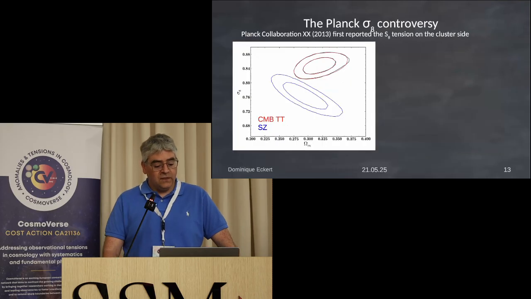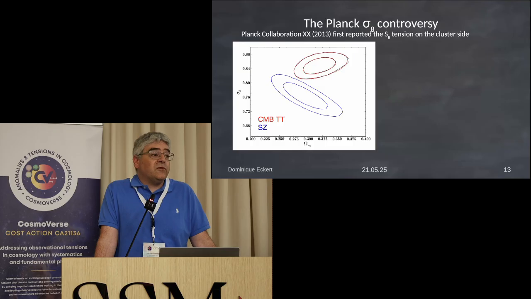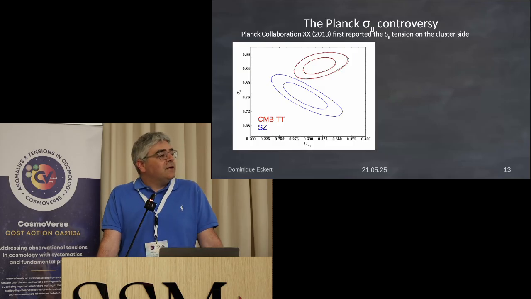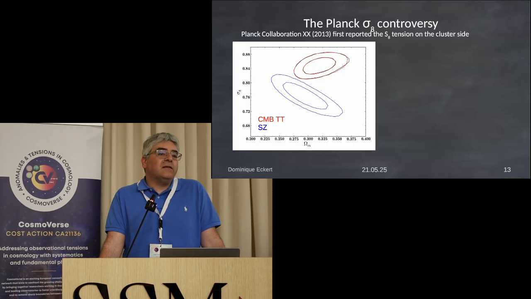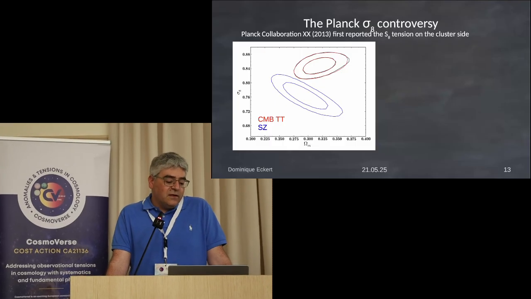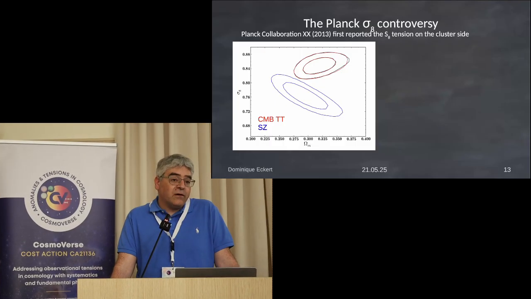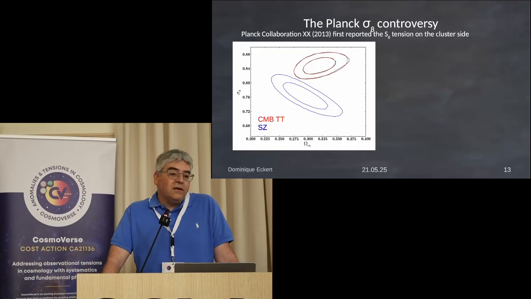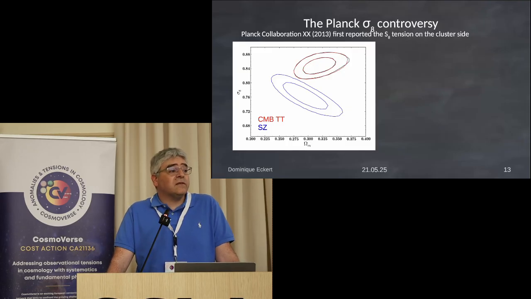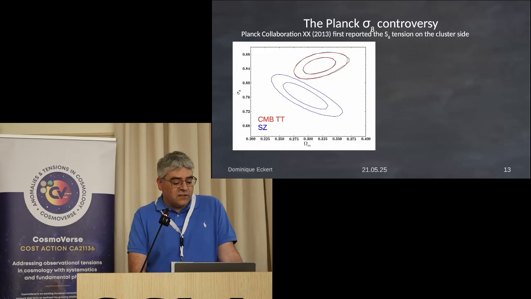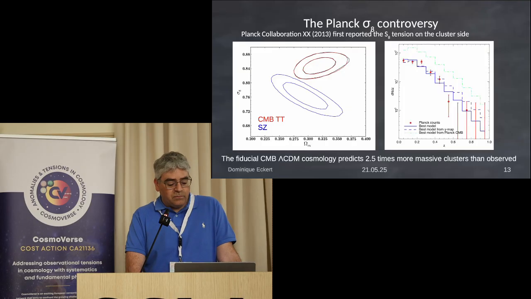So just getting back to do some archaeology, I'm showing here the Planck sigma 8 controversy. This is from the paper by the Planck collaboration back in 2013. They selected the clusters using the Sunyaev-Zeldovich effect, and they compared the cluster constraints they were getting on Omega_m and sigma 8 from cluster counts to what they were finding from the CMB. And you see there was this discrepancy between the two.